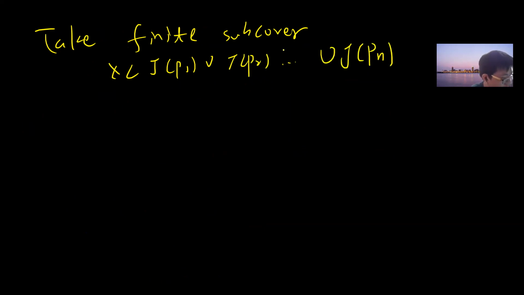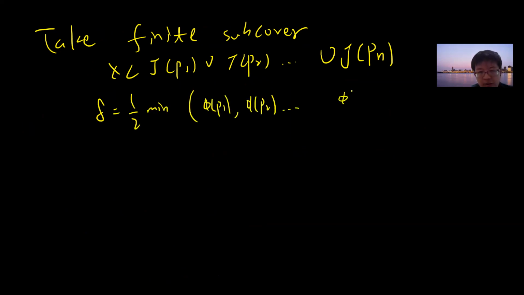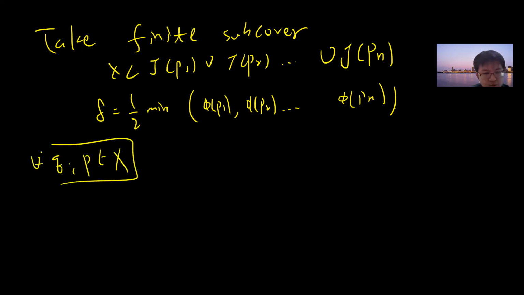So then you take delta to be a half of the minimum of phi(p1), phi(p2), up to phi(pn). Okay, so the rest is just trivial. For any p, q belonging to X, take any two points p and q in X, and let's say dX(p,q) is less than delta. But by definition, these balls cover X.